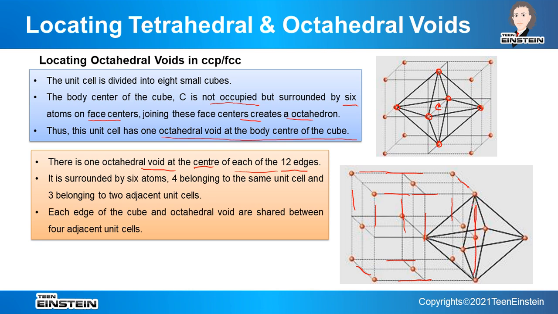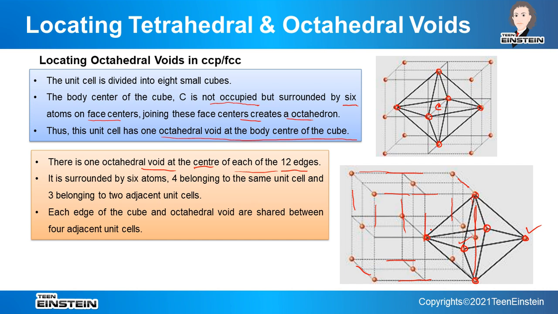So surrounding this edge, there is one octahedral void at the center of this edge, and surrounding it there are a total of 6 atoms. Now see, among these 6 atoms, 2 atoms are not in the unit cell. That is, 2 atoms belong to the adjacent unit cell. So which are these 2 atoms? This one and this one. So this is not part of the unit cell, right?